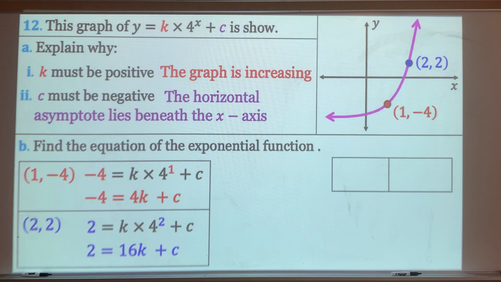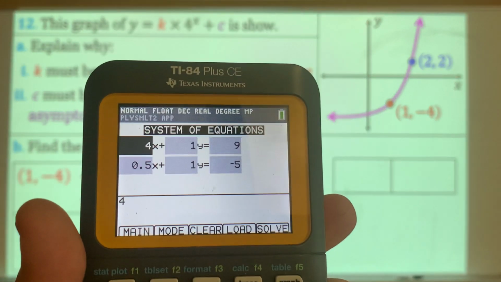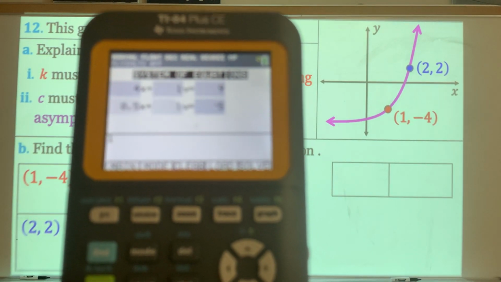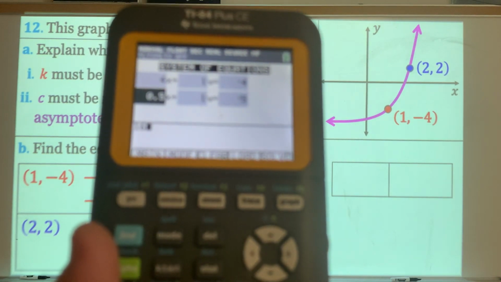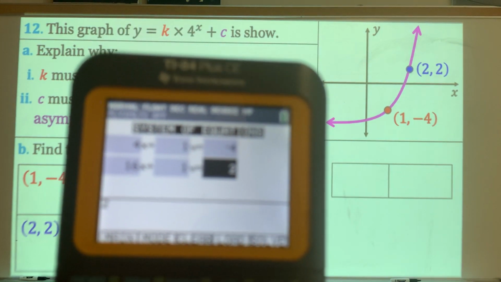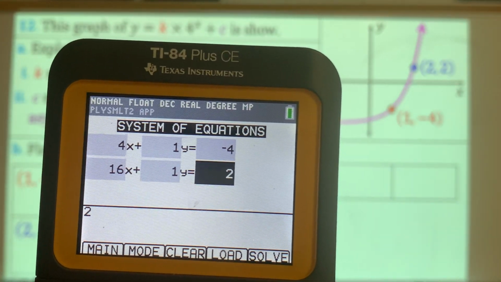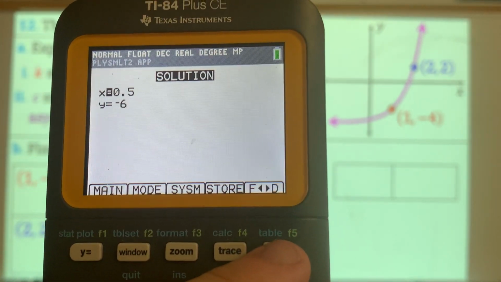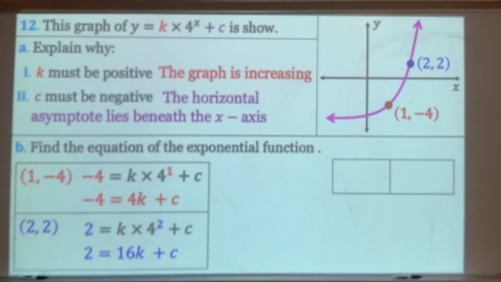All right. So now we got our 2 equations. Now I can go to my equation solver. So I got 4, 1, negative 4. See how quick this is? 16, 1, 2. Solve. 1/2, negative 6. If you like fractions better, you can hit this button. 1/2, negative 6. 0.5, negative 6. Both are acceptable answers.